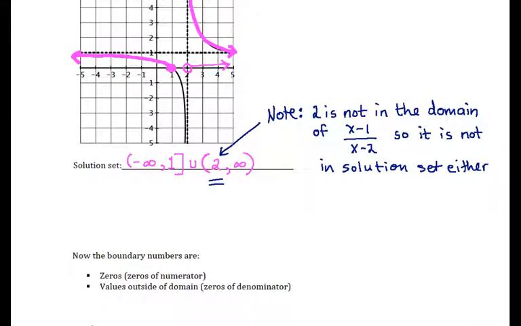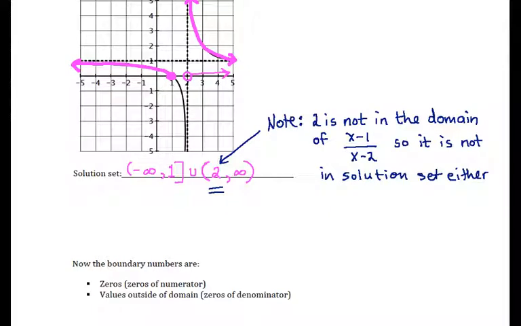So note from this example that we can now summarize what the boundary numbers are. In a polynomial inequality, we said the boundary numbers were the zeros of the polynomial. Here, the zeros of the function are still boundary numbers, but the zeros of the function are specifically zeros of the numerator. Anything that makes a numerator of a rational expression 0 is going to make the whole expression equal to 0. We can also see that the vertical asymptotes are boundary numbers, because at a vertical asymptote, a function can change from positive to negative or from negative to positive.